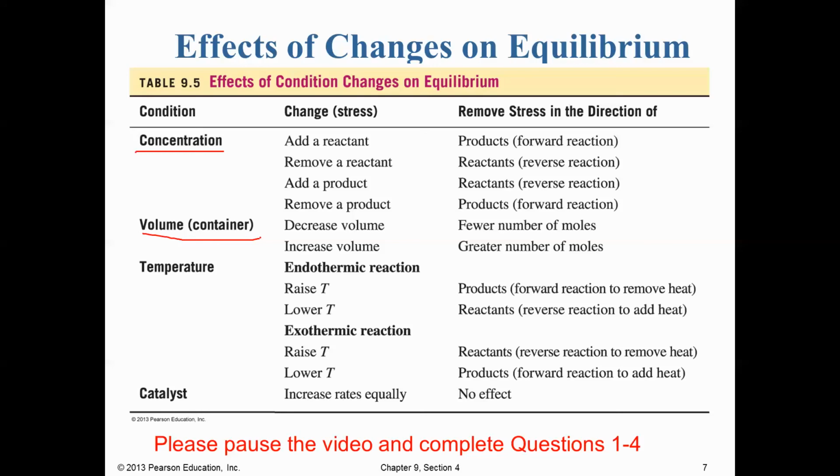So for endothermic reactions, we treat heat like a reactant. We think about concentration of that heat. And for exothermic, we treat it like a product. Then finally, if we add a catalyst, there's actually no effect. Although it speeds up our reaction rate, it speeds it up equally in each direction, so we won't see a shift in our equilibrium in this case.